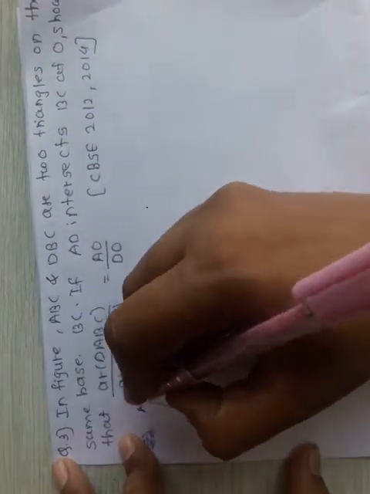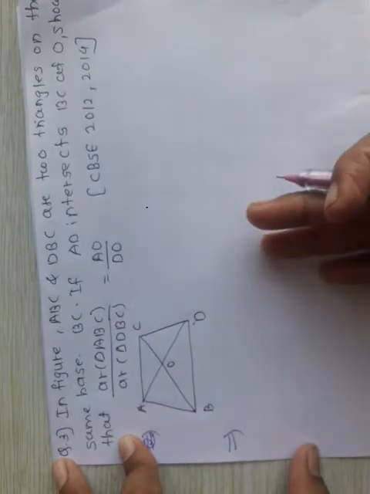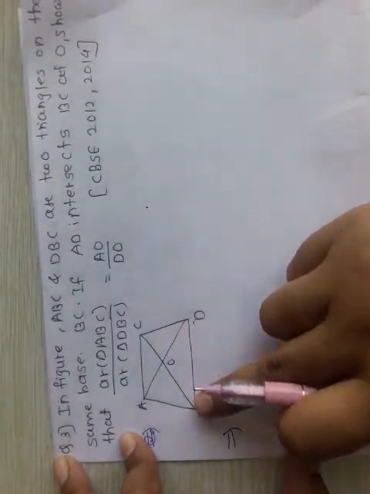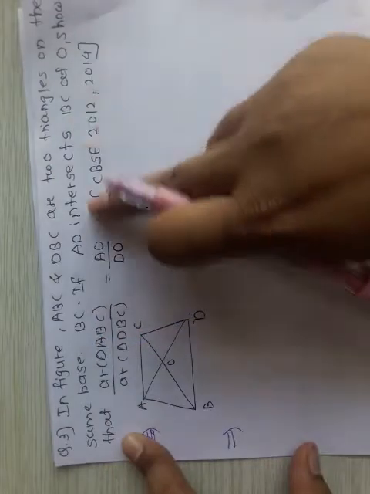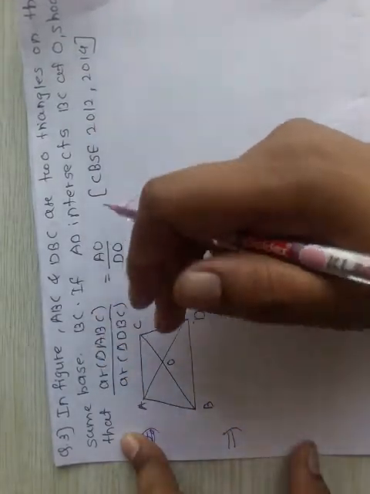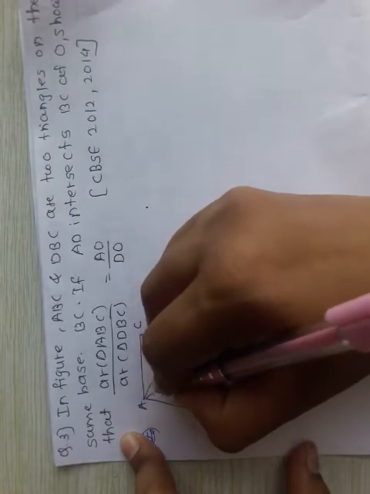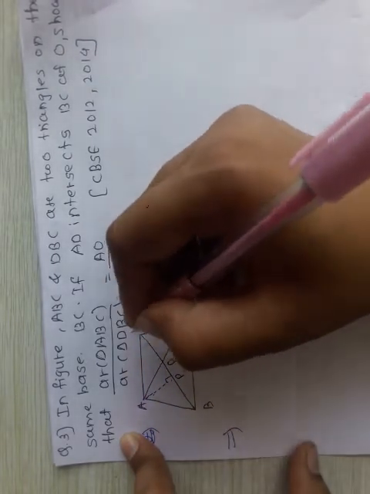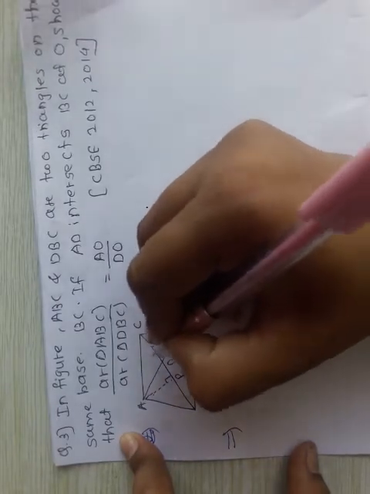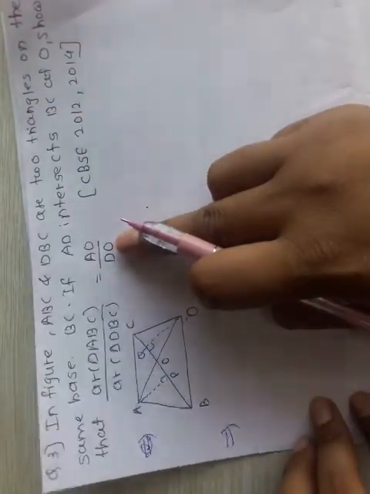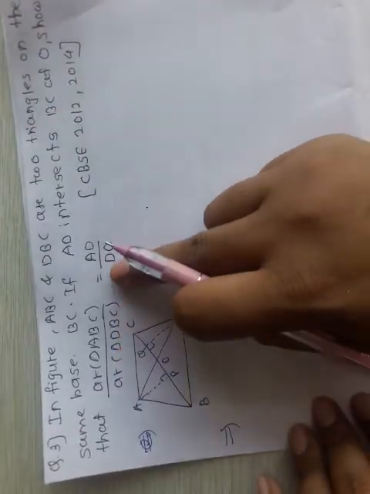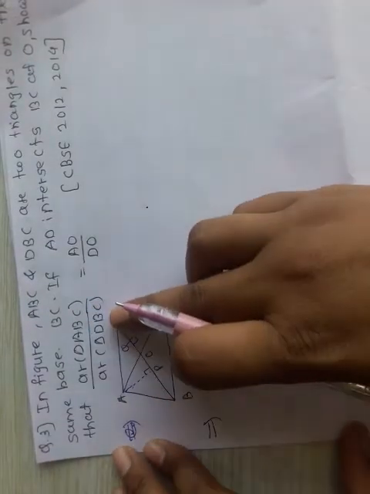Okay, draw AP perpendicular on this BC, because BC is the same base for both these triangles. Because the same base BC is given to us, we need only the perpendicular. So we have to draw this AP perpendicular on BC, and we have to draw DQ perpendicular on this BC, base is the same. Now we can prove this AO upon DO, the ratio of areas of two triangles equal to AO upon DO. So first we have to prove these two triangles are similar.